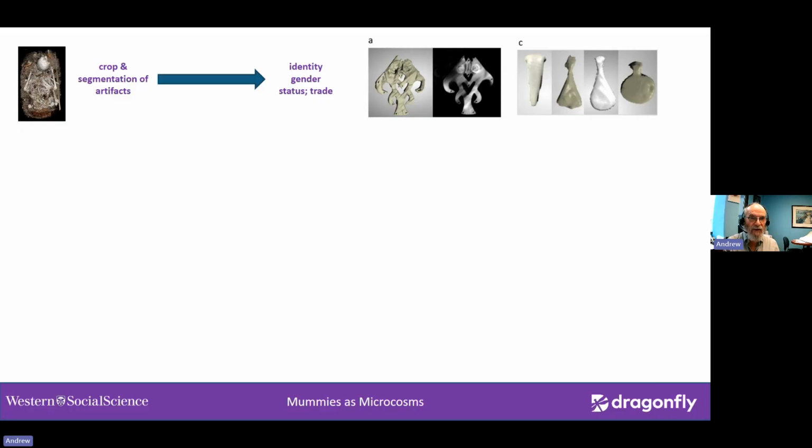Looking at artifacts is quite interesting. So what you see on the right there are some metal artifacts. This thing is a sort of representation of a fish, and then the things on the right are actually different kinds of tweezers.